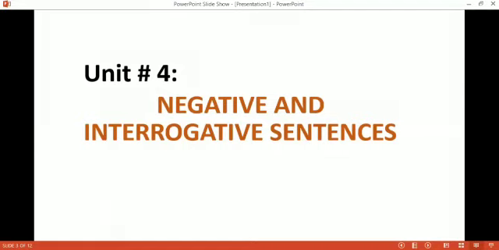Today we will learn from page number 24 to 25. Unit number 4, negative and interrogative sentences. Today we will learn how we can change a simple sentence into a negative sentence, and then how we will change the simple sentence into an interrogative sentence. In a negative sentence, we will use not, and an interrogative sentence is a question sentence, and we will learn how we can make a simple sentence into a question sentence.